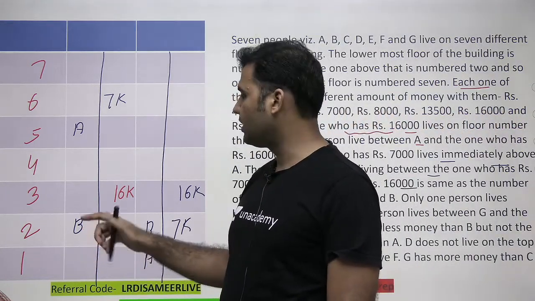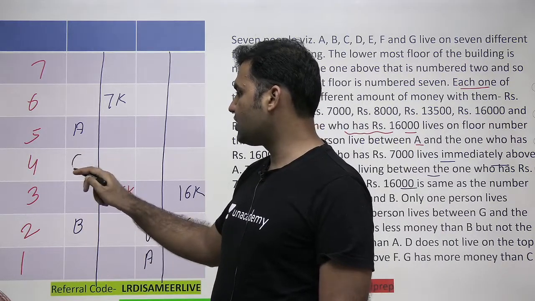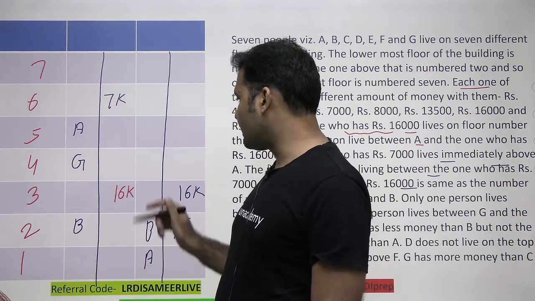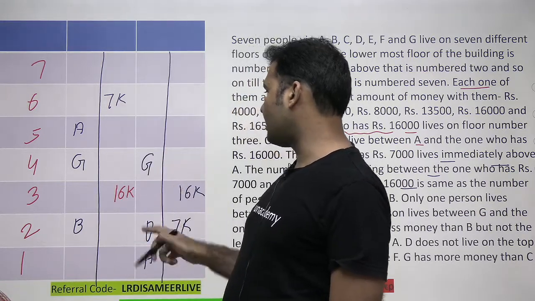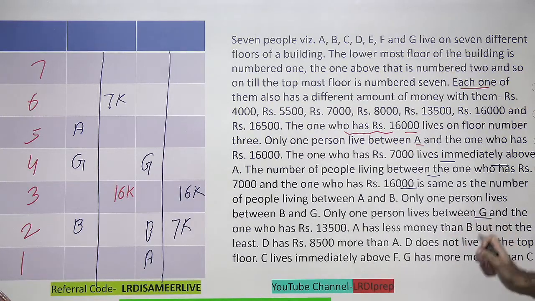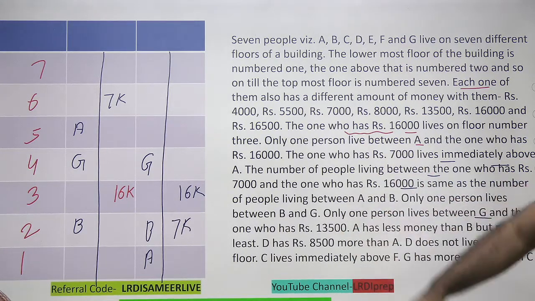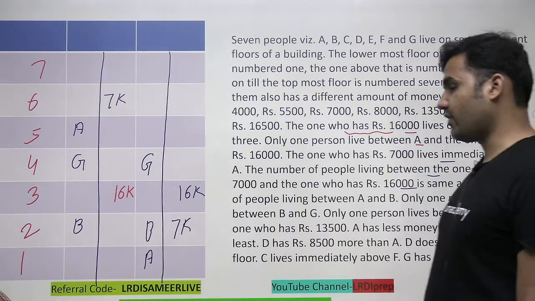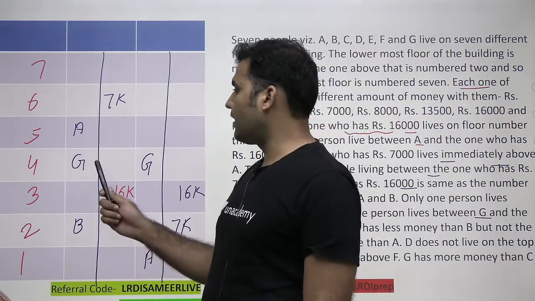If B is over here and one person is living between B and G, G would be coming here. There's no option to put G below B. If B is here, to create a gap of 1, G would be coming over here, right? Only one person lives between G and the one who has 13,500. Now, G is here.